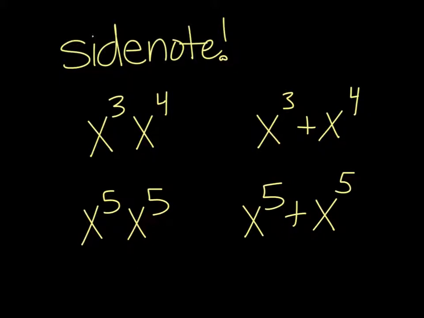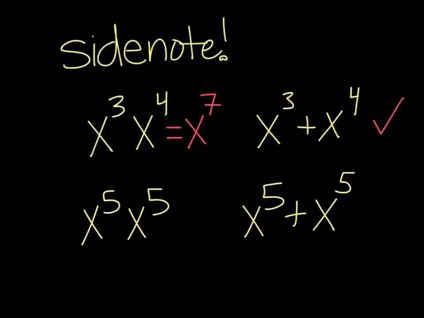Let's do a quick side note. If we had these expressions here, x to the 3rd times x to the 4th means that we have x times x times x times x times x times x times x. This is what we've just looked at. This means that in total I have 7 x's being multiplied, so I can add the 3 and the 4 to get x to the 7th. If I have x to the 3rd plus x to the 4th, that's already simplified. Those are not like terms. There's nothing more I can do here.